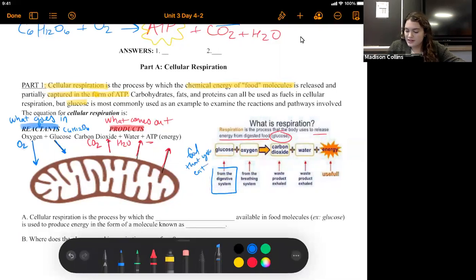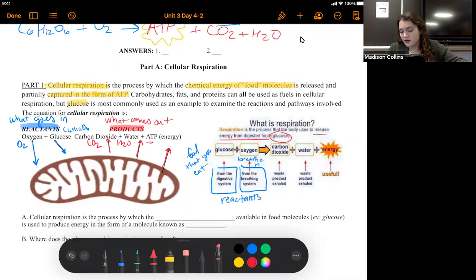All right, back to this. Oxygen comes from the breathing system. Whenever you inhale a breath of air, that's going to include oxygen. So you have to breathe that oxygen in, and that oxygen will go to the mitochondria where it's used to undergo cellular respiration. So these things in blue are our reactants. That is what goes into the mitochondria.